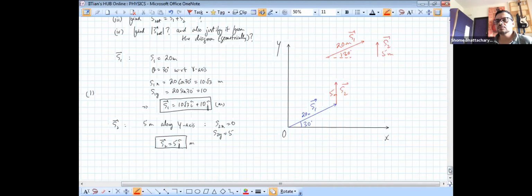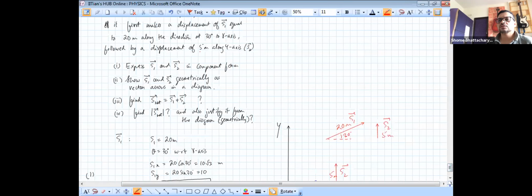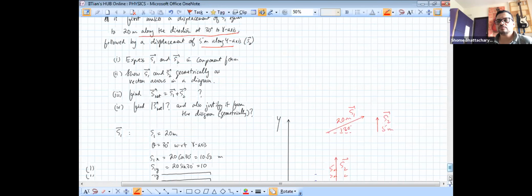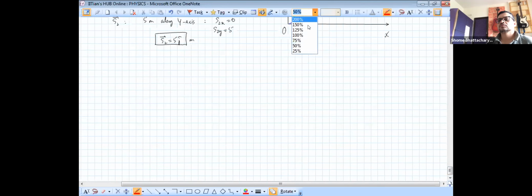S2 is given to us along the y-axis. And this is at 30 degrees to the x-axis, S1, and S2 is along the y-axis. All right, now the next thing we wanted to find out is the sum of the vectors.